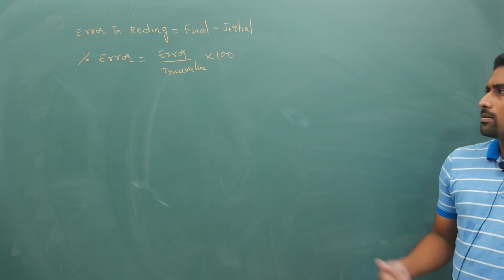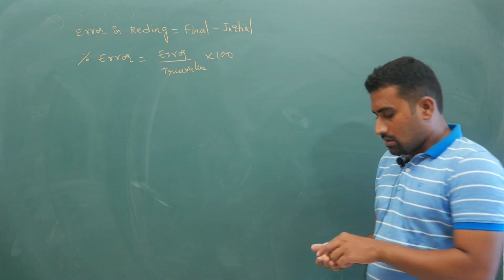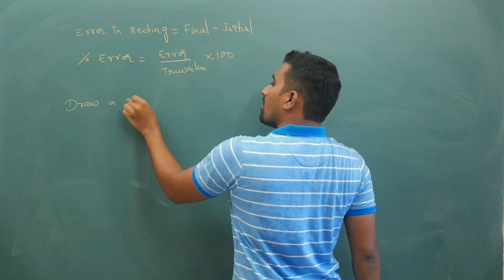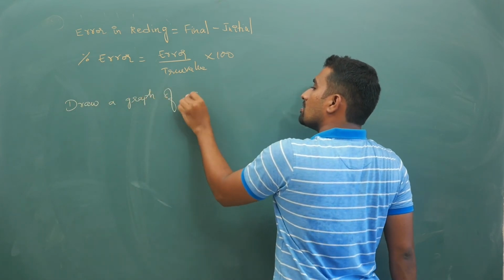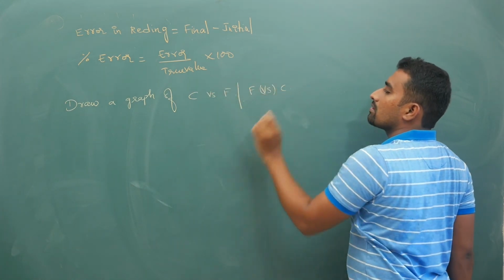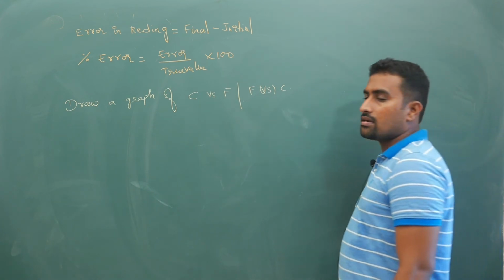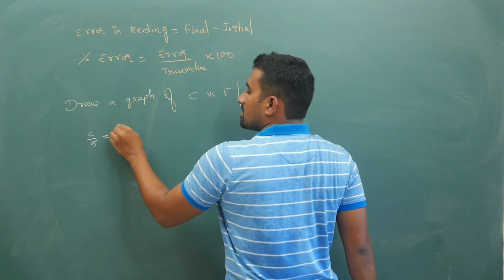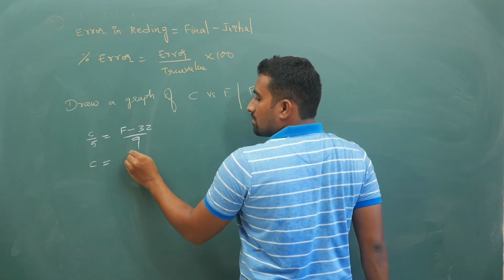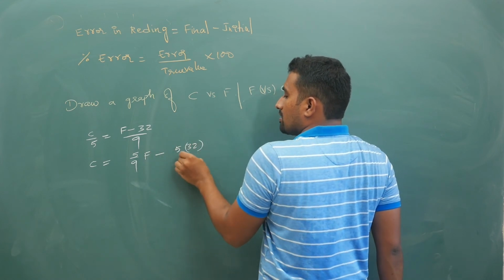In the problem solving session we will see different questions. Next, I want you to draw a graph of C versus F and F versus C. So what is the relation here? We know that C by 5 is equal to F minus 32 by 9. So from here, C is 5 by 9 F minus 5 times 32 by 9.